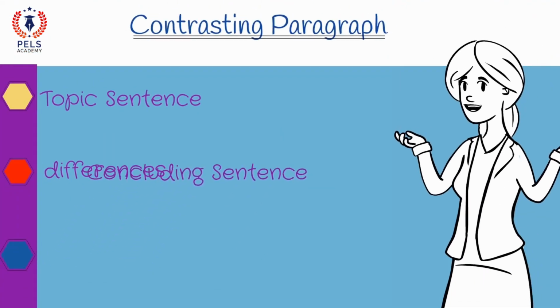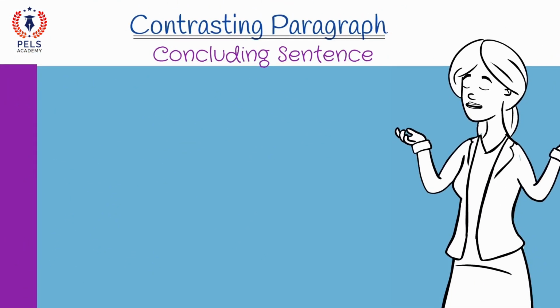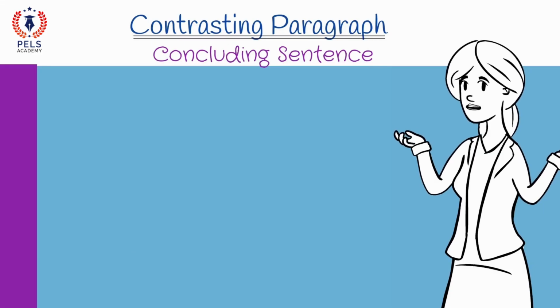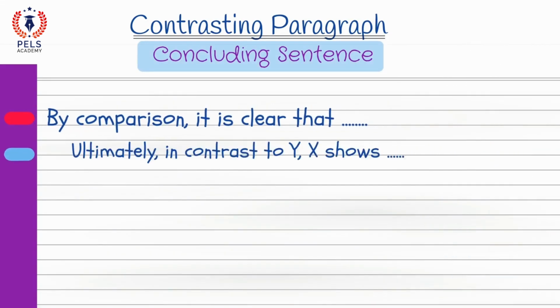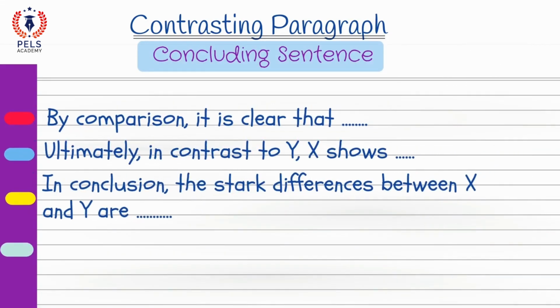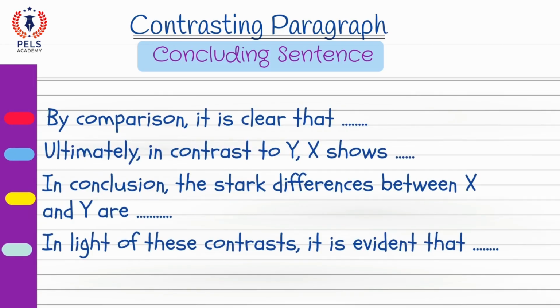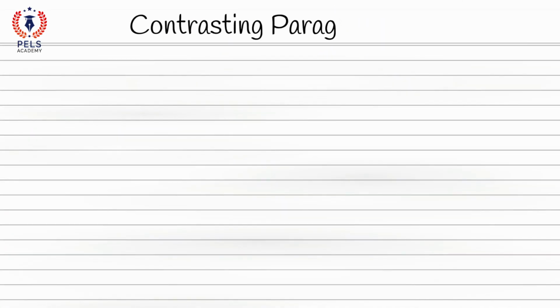Concluding a contrasting paragraph effectively can summarize the differences you've highlighted and emphasize the overall significance of the contrast. Here are some concluding phrases you could use. Such phrases can provide a neat wrap-up to the contrasting points you've discussed and provide readers with a concluding note to ponder. A contrasting paragraph has 3 main components.